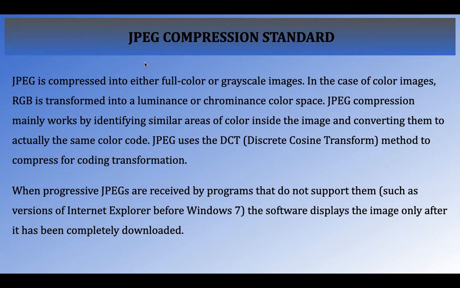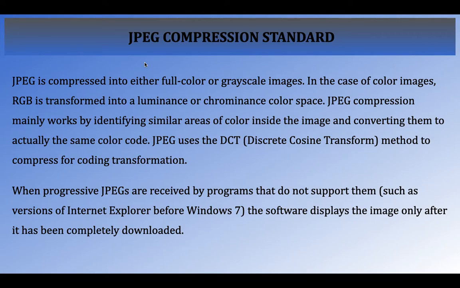So, how does JPEG compression work? JPEG compresses either full color or grayscale images. In the case of color images, RGB is transformed into a luminance or chrominance color space. And JPEG uses the discrete cosine transform method to compress for coding transformations. There is also an interlaced progressive JPEG format in which the data is compressed in multiple passes of progressively higher detail. This is ideal for large images that will be displayed while downloading over a slow connection, allowing a reasonable preview after receiving only a portion of the data.